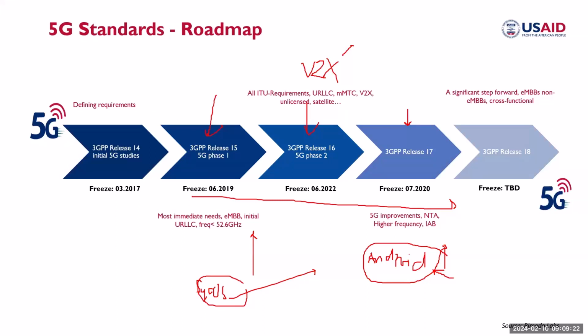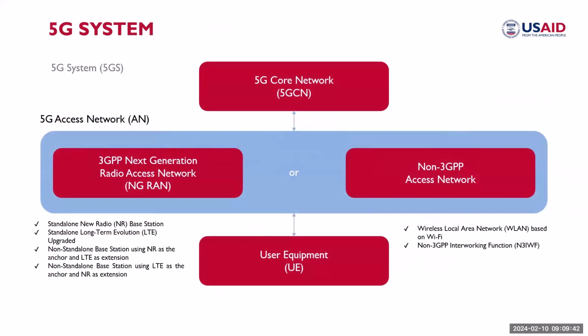Everyone can make a company and do a services, an AI services or a machine learning services or maybe a hardware services, a hardware supplier can join. Okay? So let's go back, let's go to the 5G system or the architecture.